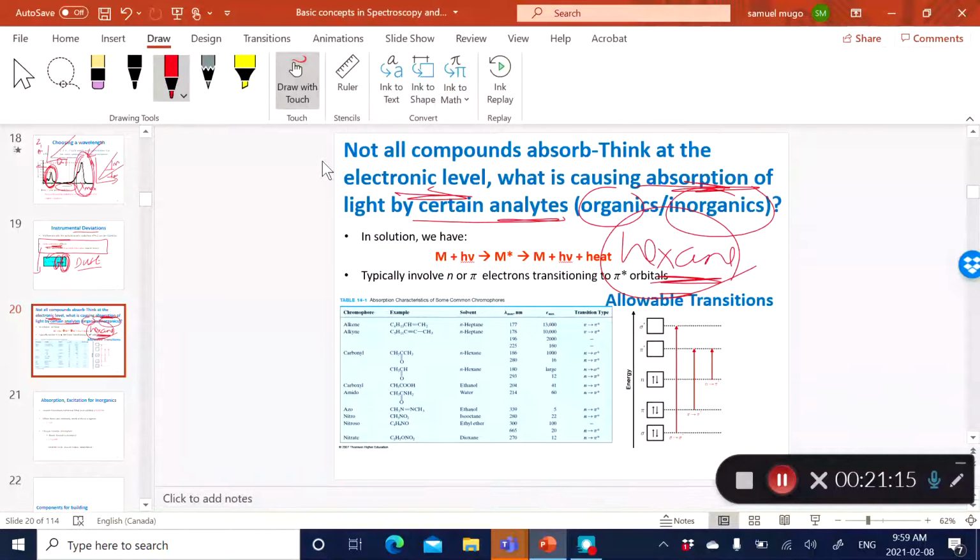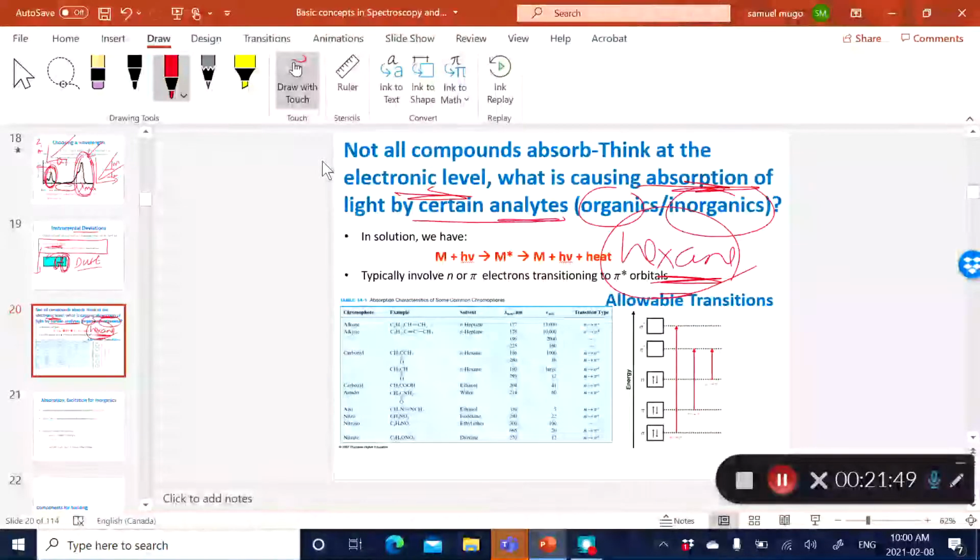Why is that? I think you remember in Chem 1 or 2, there's what you referred to as allowable transitions. Remember, if you absorb light, what's happening is electrons are being excited from the lowest energy level. Of course, often these are the bonding electrons. The bonding electrons are being excited from an electronic state in the ground level to a higher energy level.